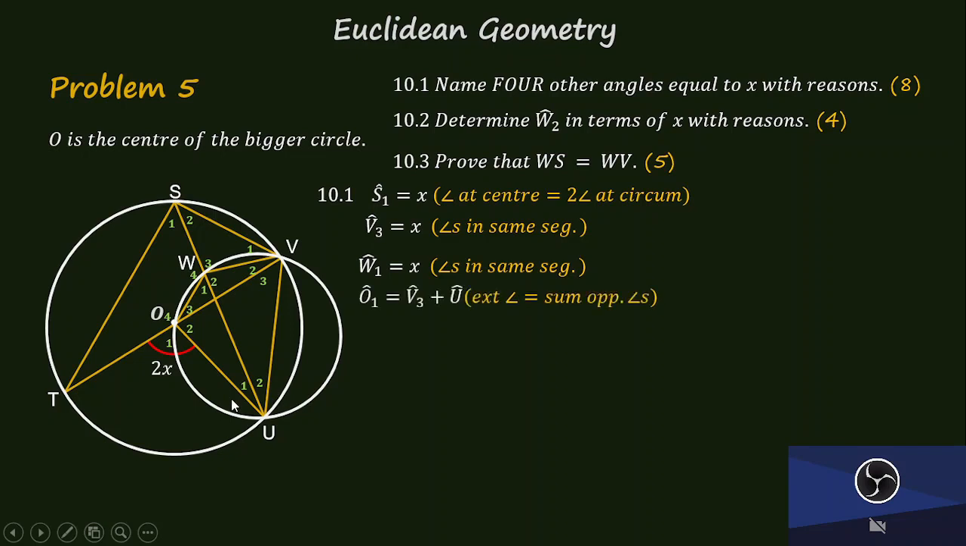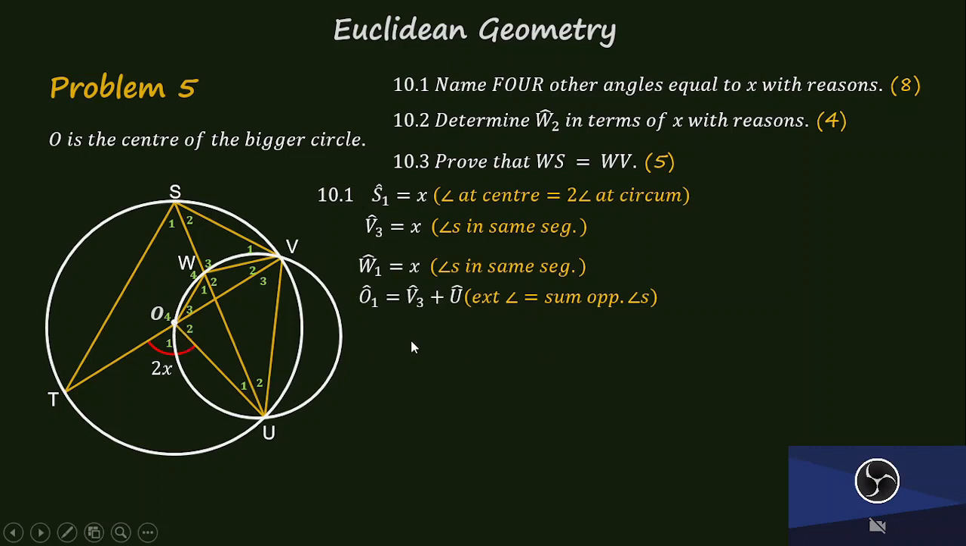So this is an exterior angle, which is equal to the sum of the two opposite interior angles. O1 equals these two. That is the exterior angle of a triangle. Remember, we have the exterior angle of a cyclic quad and then the exterior angle of a triangle. The two are not the same. The exterior angle of a cyclic quad equals its opposite interior angle, just one of them. But for a triangle, the exterior angle equals the sum of the two opposite interior angles. So it's the sum of V3 and the whole of U in this bigger triangle.